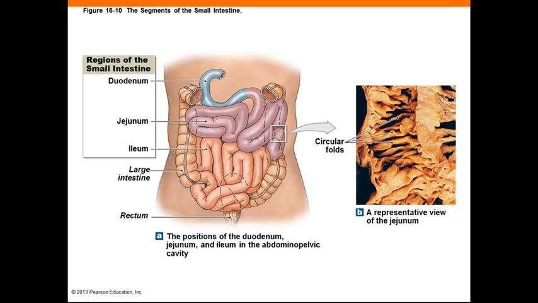The spot where the small intestine re-enters the peritoneum is the jejunum. It's pictured here in purple. Most chemical digestion and absorption occurs in the jejunum.